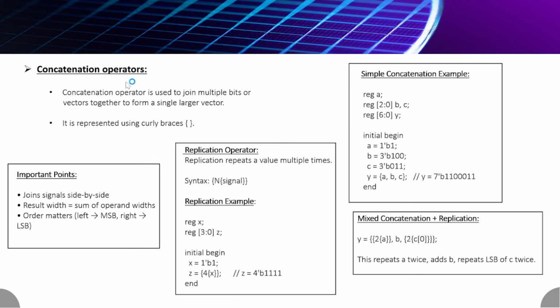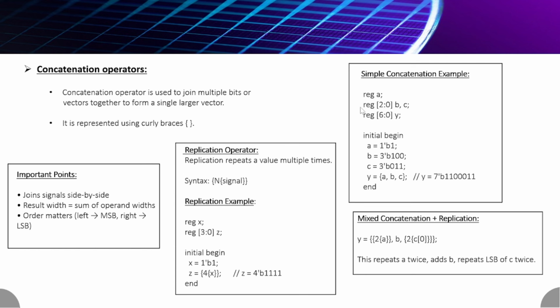Concatenation is used to join multiple bits or vectors together to form one larger vector. In Verilog, concatenation is represented using curly brackets. Let's look at a simple concatenation example.